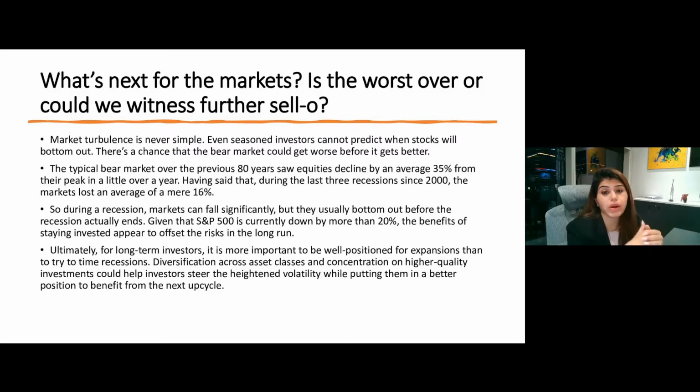Markets are already pricing in multiple rate hikes by the Federal Reserve this year. Like we saw in the previous slide, they're already pricing the interest rate at almost 3.5% at the end of the year. So most of it already seems to be factored in.